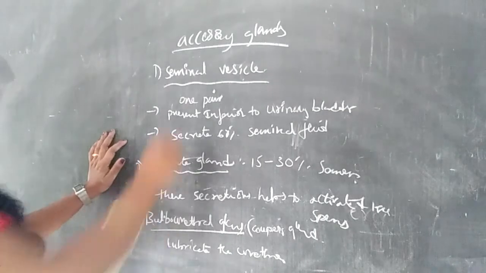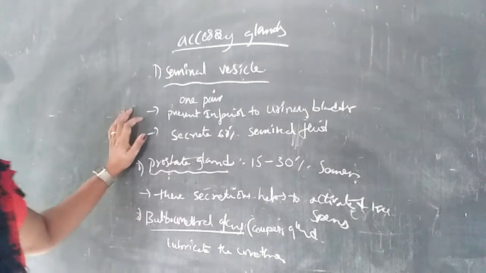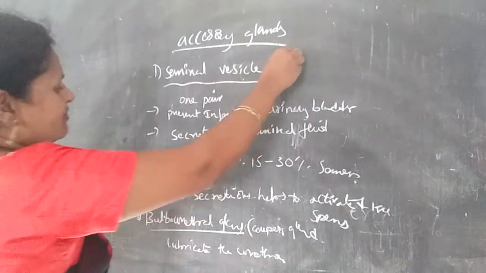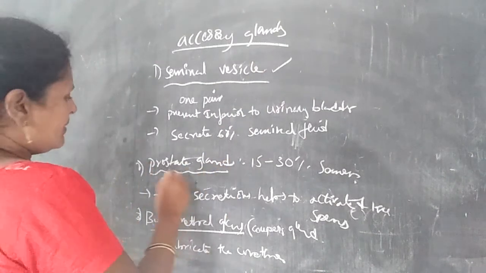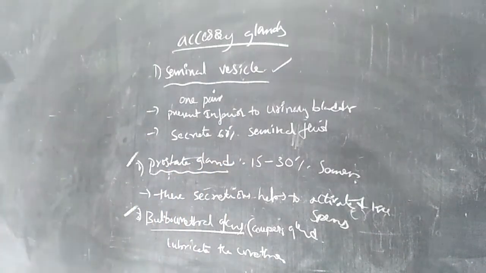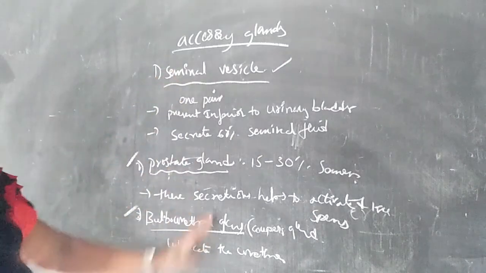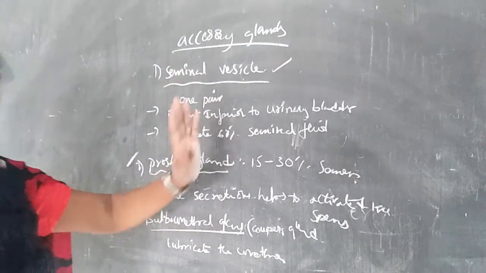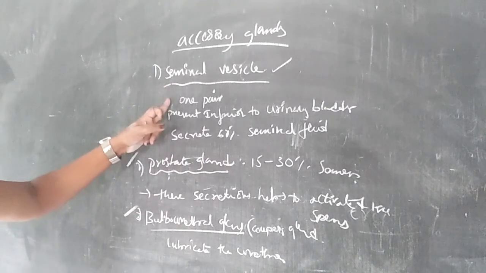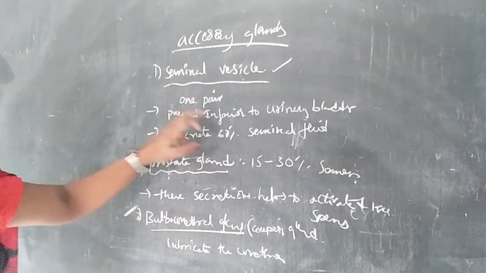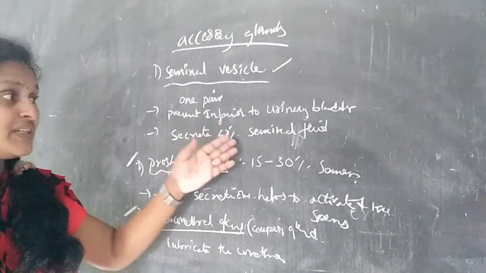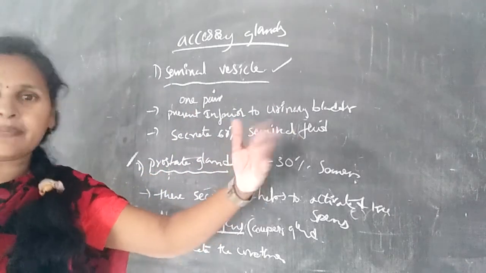And the next one is the accessory glands. The first is the seminal vesicles, the second is the prostate gland, and the third is the bulbourethral glands. These are the accessory glands of the male reproductive tract. There is one pair of seminal vesicles, present inferior to the urinary bladder, below the urinary bladder.